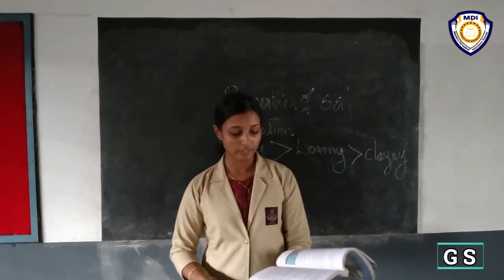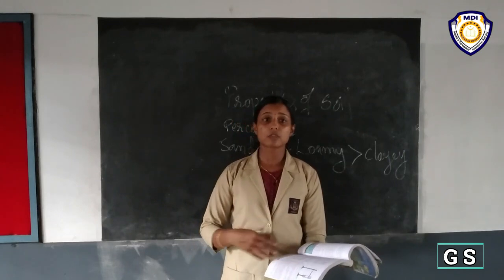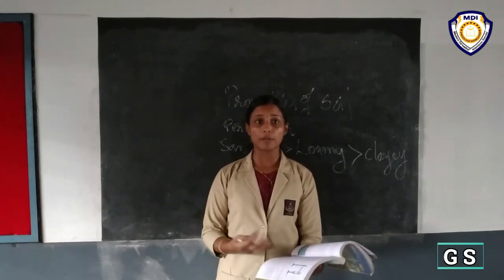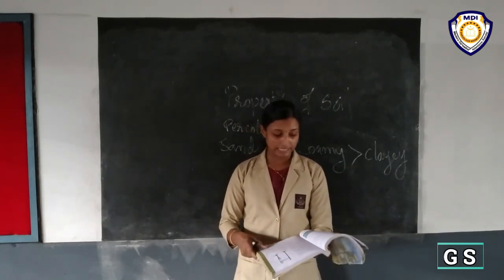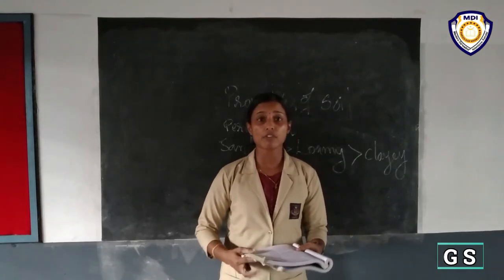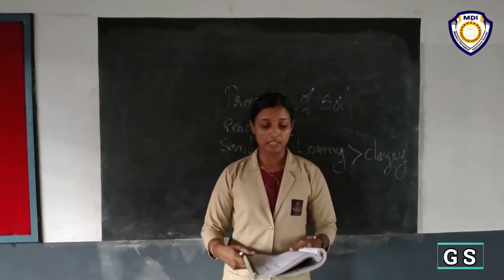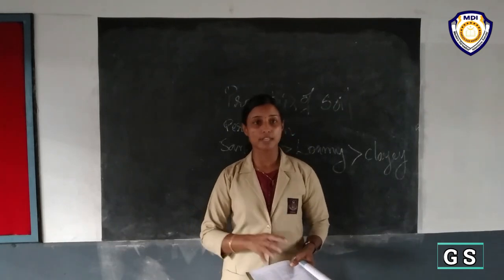So what is that? That is here to identify that thing or that property. Here you have an activity given, that is activity 9.5. So what will be the property? That is, the soil has some moisture content, right?